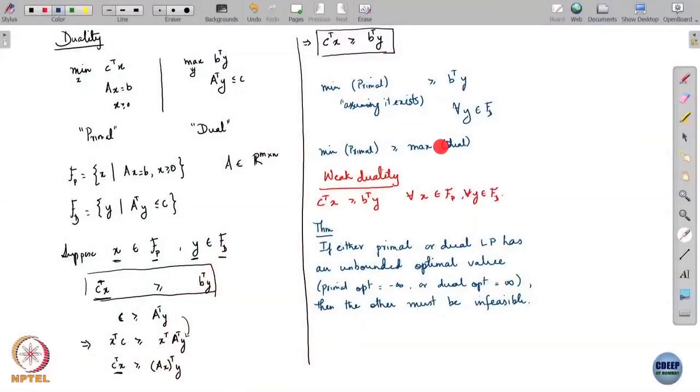Likewise, if the dual is unbounded, so the dual takes value plus infinity, then there cannot be a finite value of x which satisfies the constraints of the primal, because then you would get plus infinity on the right hand side and something finite here that is greater than or equal to plus infinity, right. So, that is also impossible. So, in short, if any of them is unbounded, so primal taking value minus infinity or dual taking value plus infinity, then the other must be infeasible.